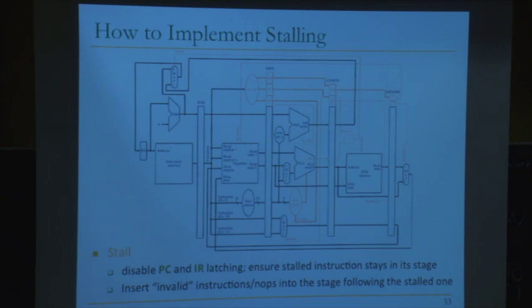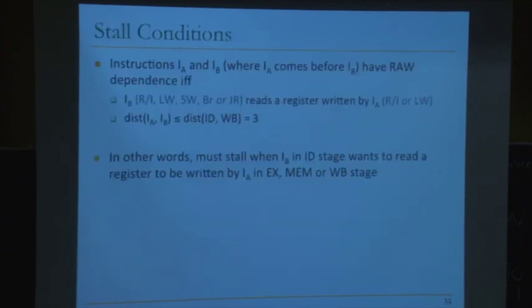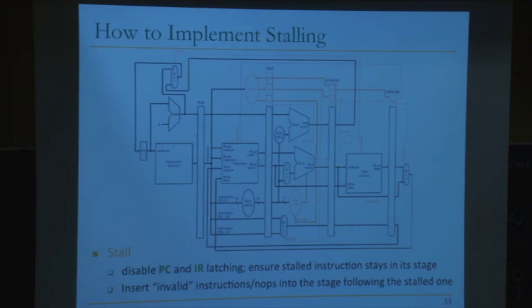And what you also need to ensure is that you insert an invalid instruction into the stage following the stalled one, right? So for example, you detect the dependence of an instruction here. In the next cycle, this instruction should not move to the next stage. Instead, an instruction that's invalid should move to the next stage. Well, how do you do that? Now each pipeline register has a valid bit associated with it. Each pipeline register can be carrying an instruction that's valid or invalid. I guess I don't have it in that picture, but.